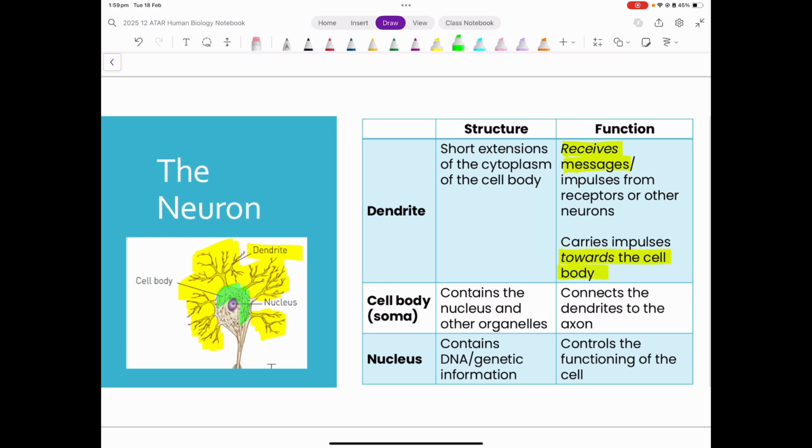The cell body is all of this portion of the neuron towards the center surrounded by these dendrites. Its job, quite simply, is that it contains the nucleus, and it contains all of the other organelles that are essential for proper cell functioning. As a consequence, it connects those dendrites to our next structure, which we'll label on a future slide. But for now, we know that the cell body contains the nucleus, and as you would have learned in previous years of study, especially in year 11, the nucleus is like the brain of the cell. It contains all of that genetic information, and it helps control the function of the cell.